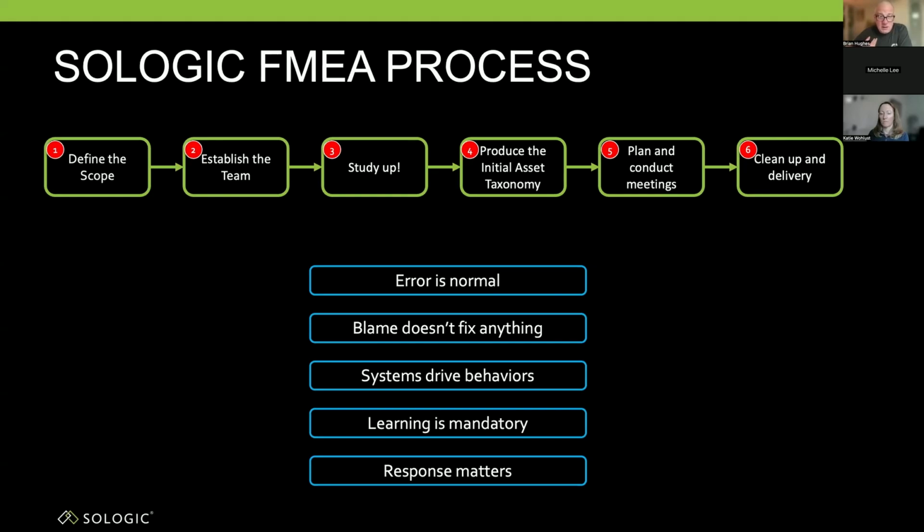I am not a subject matter expert in generators or supercapacitor UPS systems or sortation systems or jet engines or anything else like that. And even if I was, that's not the role I'm bringing to the party. I'm the facilitator. But I need to study, study, study. And I read everything. And I read more than what they give me. And the more that I learn, the more prepared I am. So that allows me to produce what we call the initial asset taxonomy.